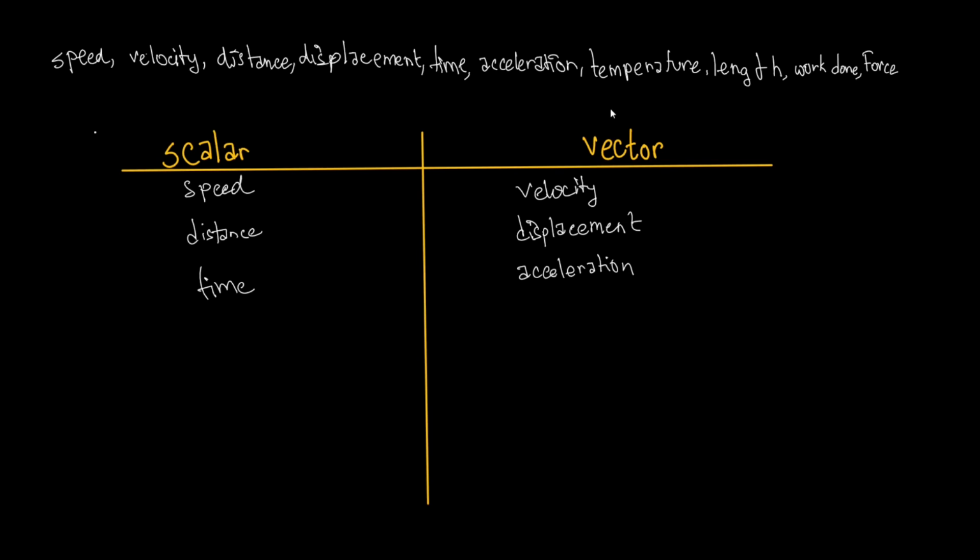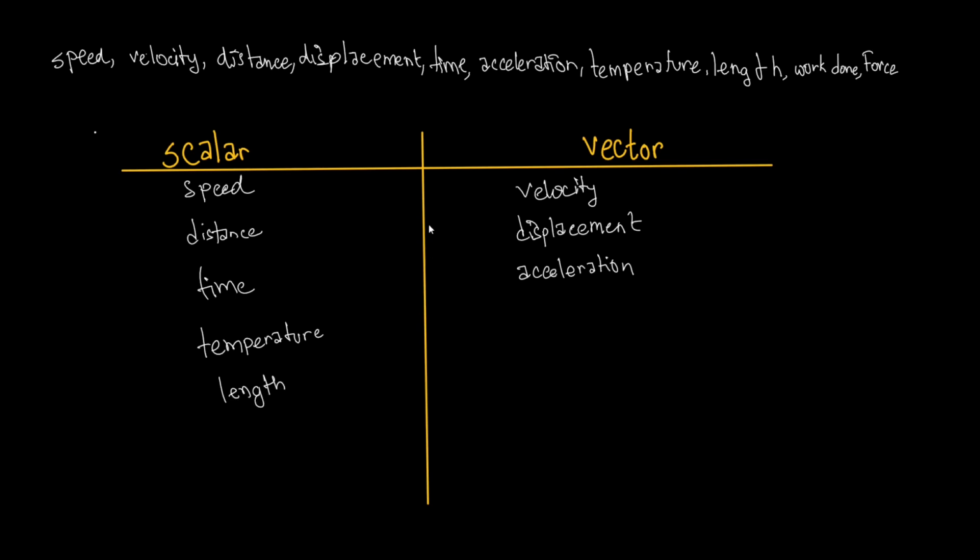Next comes temperature. Now temperature is a scalar quantity. This is because to know the temperature, we don't have to know the direction. As a result, temperature is a scalar quantity. Next comes length. Now we are already told that distance is basically length. So length is also a scalar quantity.